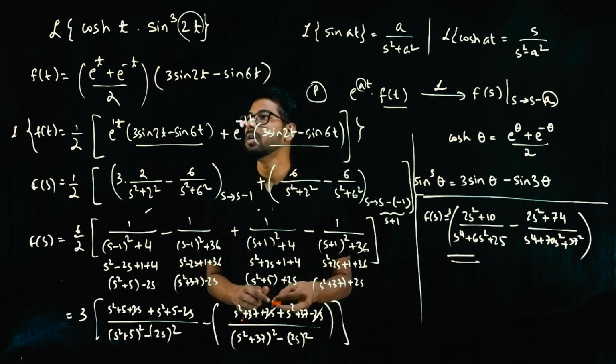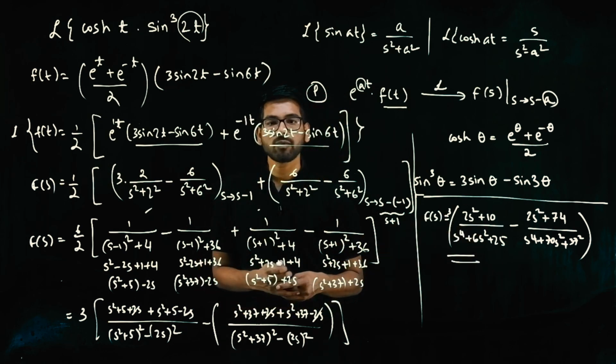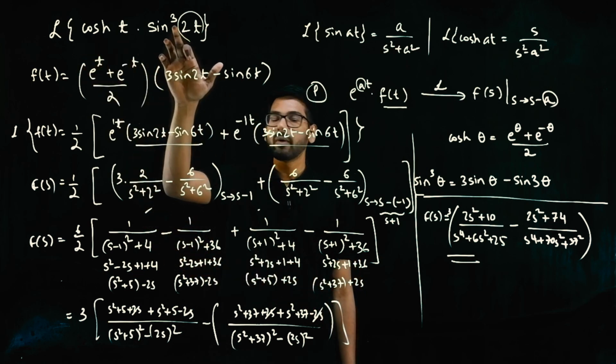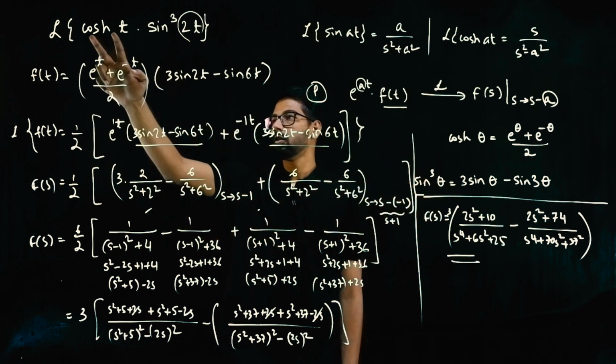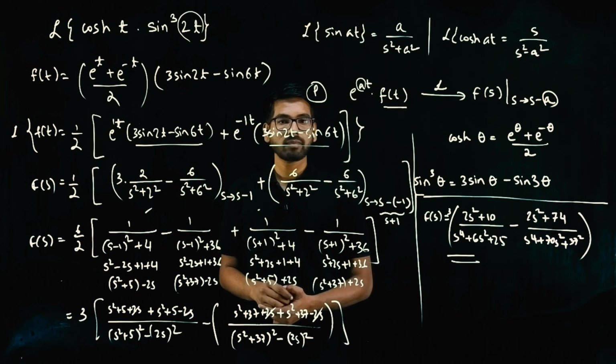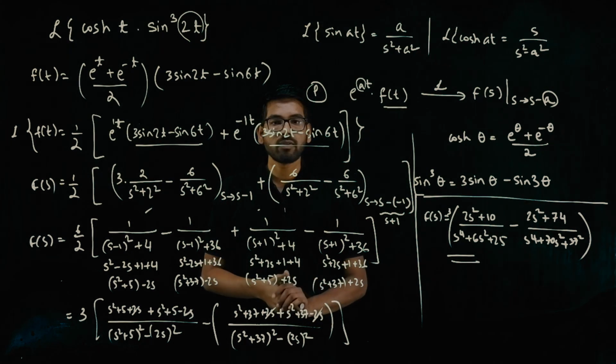You can continue also. So this is how you find the Laplace transform of cos hyperbolic t into sine cube 2t. The power also you have to reduce to 1, and cos also you have to convert to exponential terms, and then use the property e power a t into f of t. Okay, so that is the end of this video.